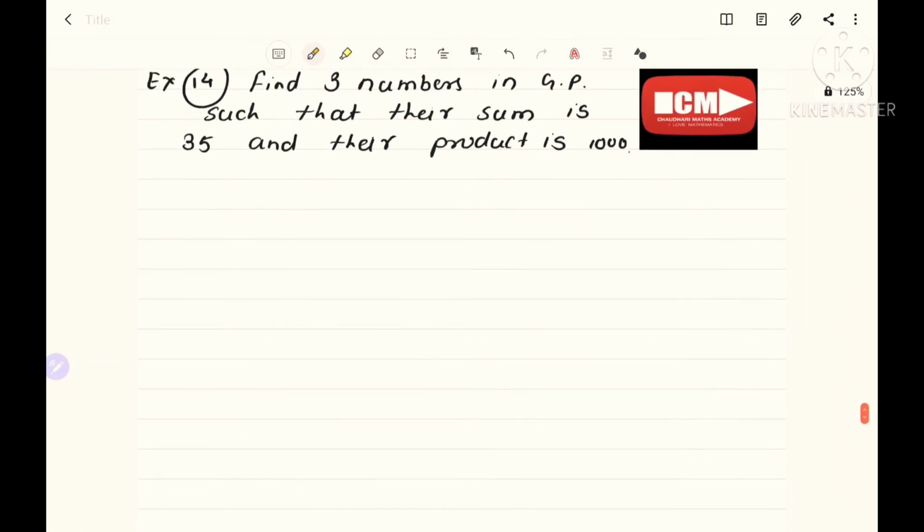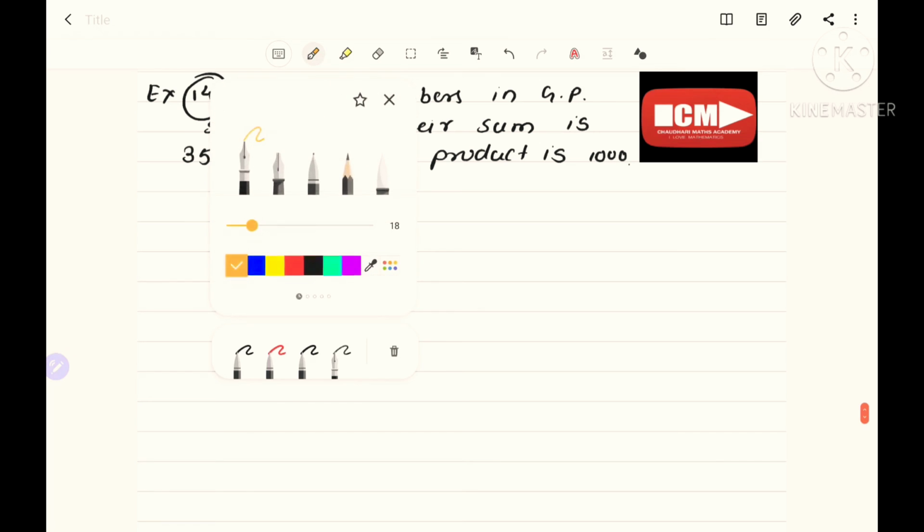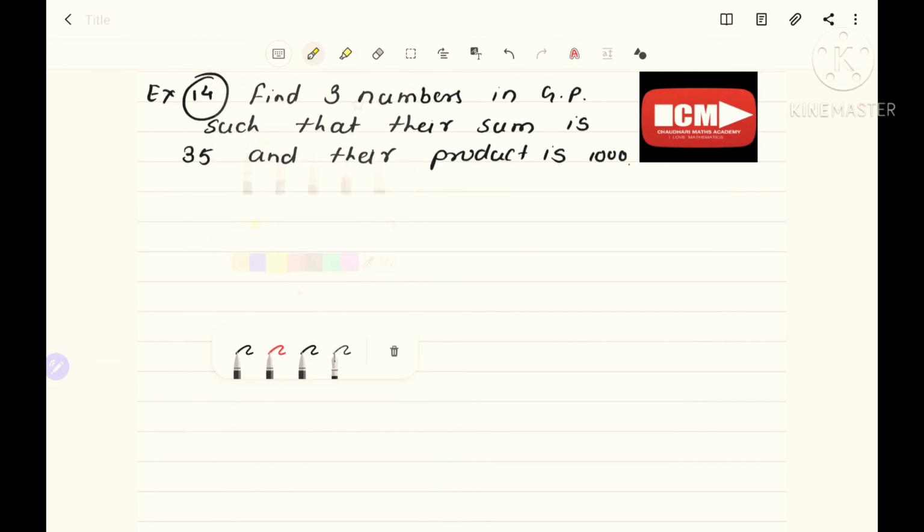Okay. Let's try to solve the next question. I'm going to give you a hint for this for sure. So let's start with this question. Find 3 numbers in GP such that their sum is 35, and this is an important sentence. Their product is 1000. So let me tell you, friends, this is a very important sentence to select numbers in GP.